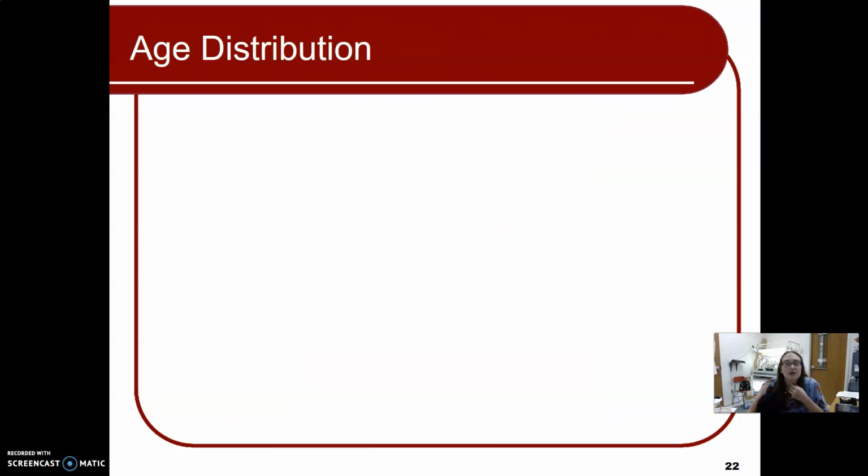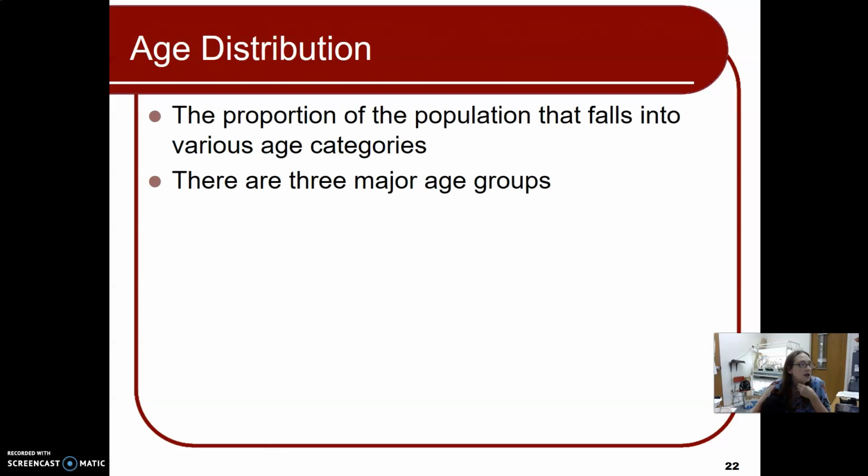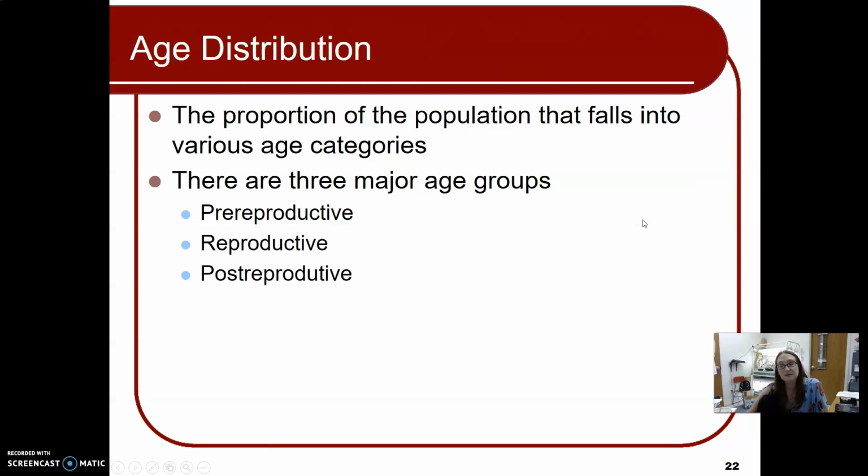Age distribution. A lot of these concepts are going to be coming up on your simulations. Age distribution is the proportion of the population that falls into various age categories. There are 3 major age groups. Pre-reproductive, so child. Reproductive, the age that you can reproduce. And post-reproductive, which is no longer able to reproduce. Not many animals actually live to this point in the wild. Humans do, but not very many animals make it to the point where they can no longer reproduce.